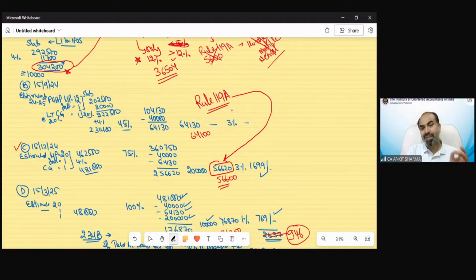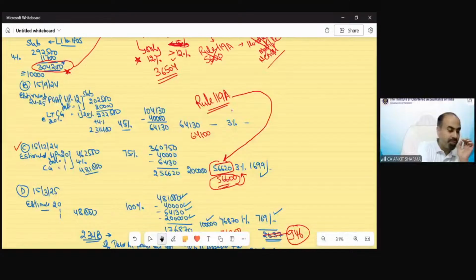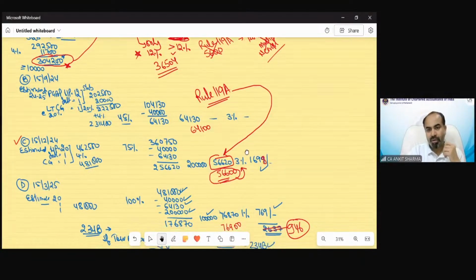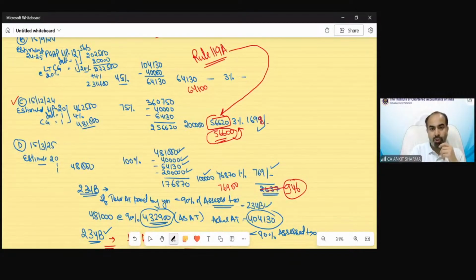So it was 56,620. So what is the nearest multiple of this? 56,600. So 3% needs to be calculated on 56,600. That would be 1698. In the same way, on the last date, the amount of shortfall was 76,870. So if we convert this into the nearest 100 multiple of rupees, this would be 76,900. Interest would be same in this case.